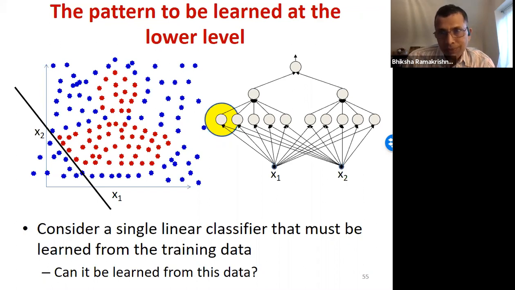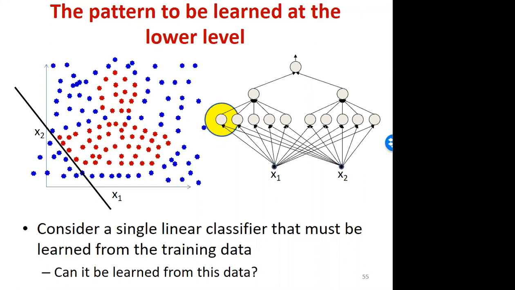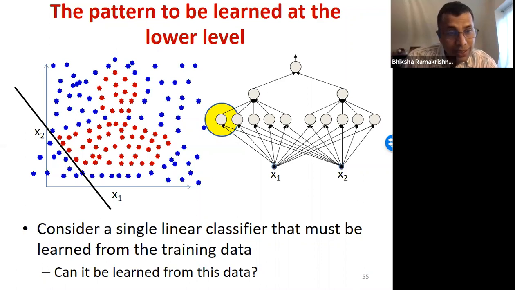Anyone? No. Why not? Because it'll see the blue dots on the positive side and it'll adjust the weights again. So because the classes are not linearly separable, the perceptron learning rule cannot learn this boundary. So in order to make it learn the boundary, what must we do?